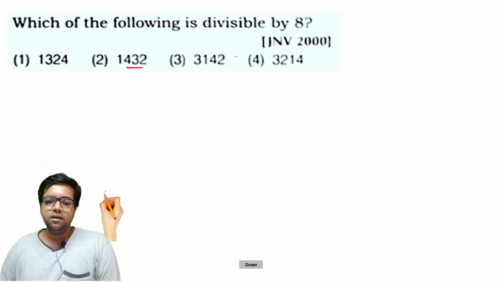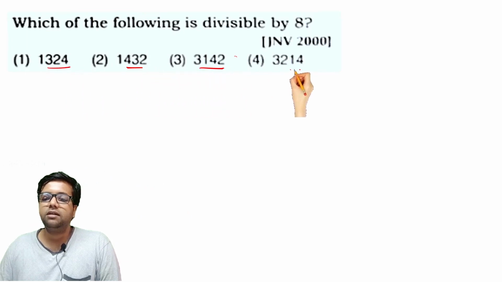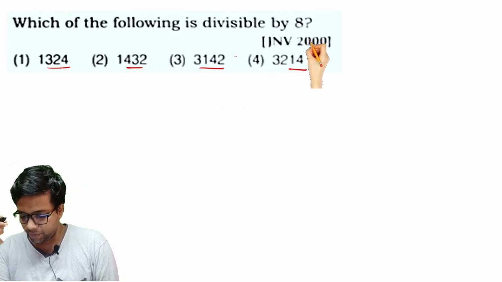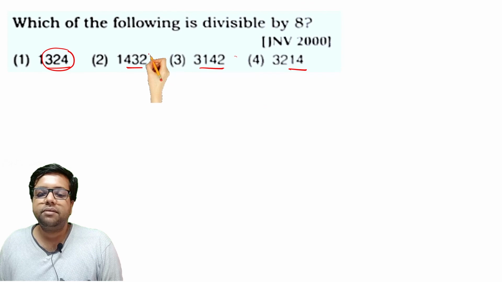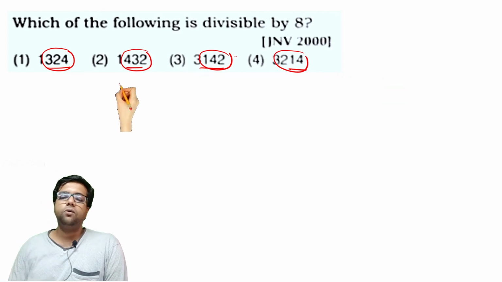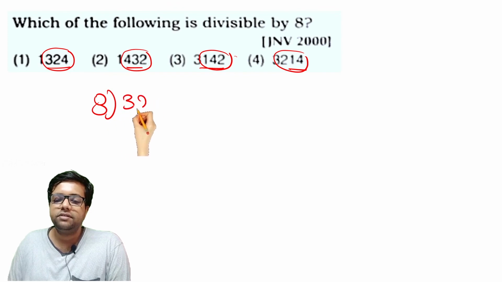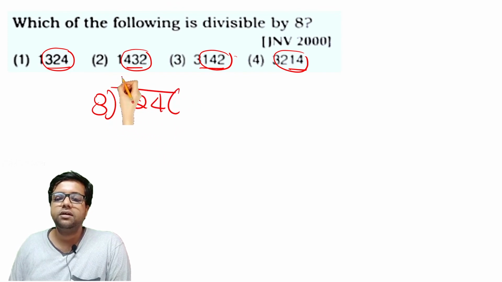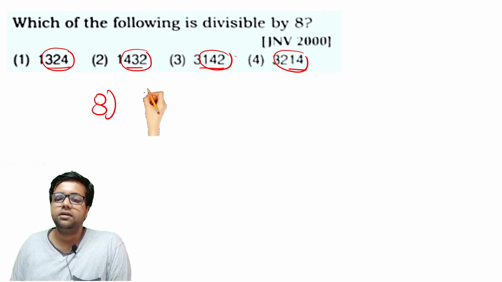Which of the following is divisible by 8? You know the rule to check the divisibility of 8? You need to check the last 3 numbers. The last 3 numbers are only supposed to be divisible by 8. Then therefore the whole number will be divisible by 8. You don't have to take the whole number. 324, is it divisible? 8 4s are 32. 4 will come. Again you will have to put a 0 in order to go further. It is not divisible. 324 is not divisible.